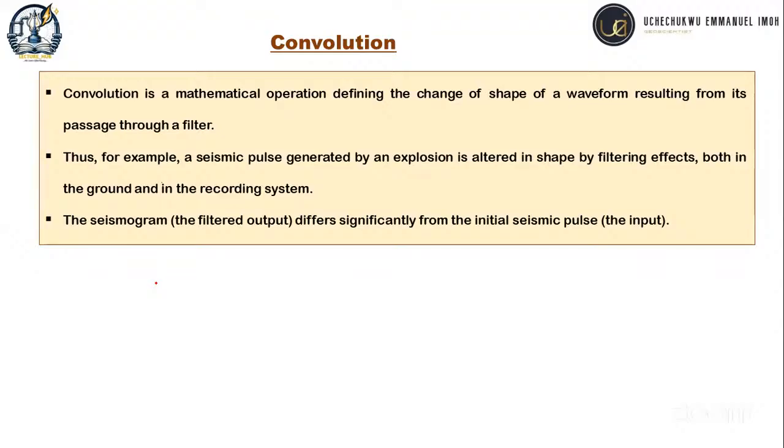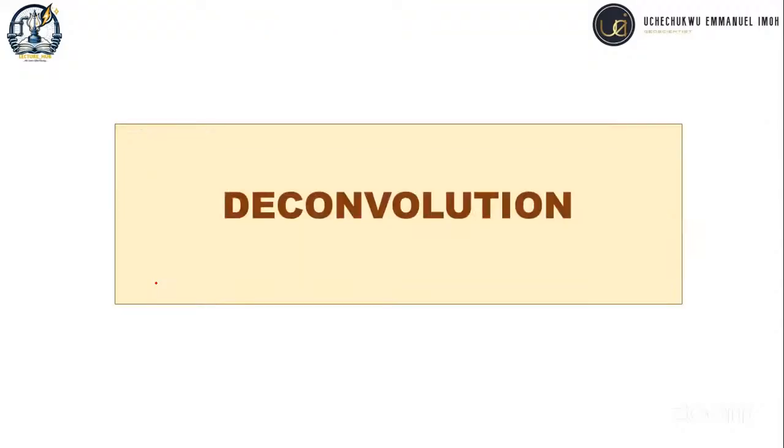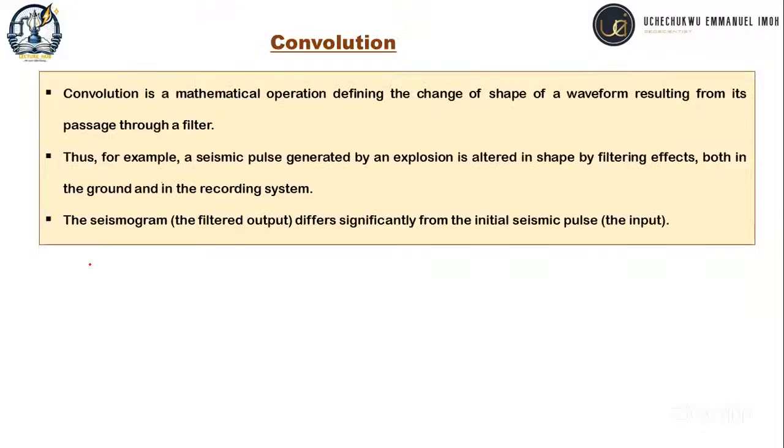Okay, before that, we want to talk about deconvolution from the term convolution. So the first thing that happens when seismic energy is generated, transmitted and reflected is convolution, okay? So deconvolution is like reversing the process of convolution. So convolution is a mathematical operation defining the change of shape of a waveform, okay, resulting from its passage through a filter. And what is this filter? The ground is the filter.